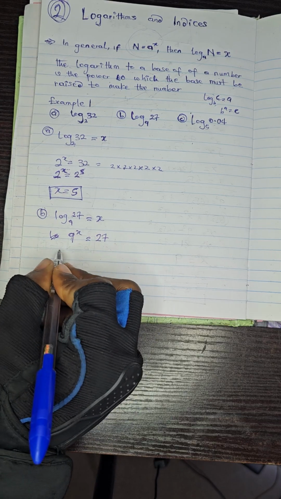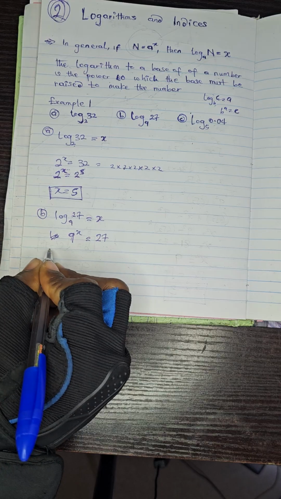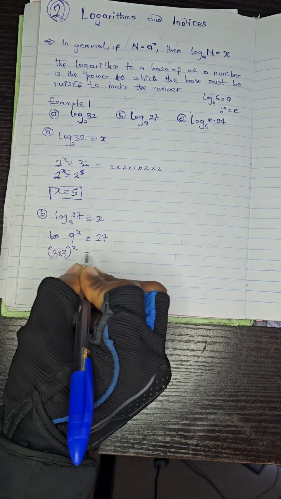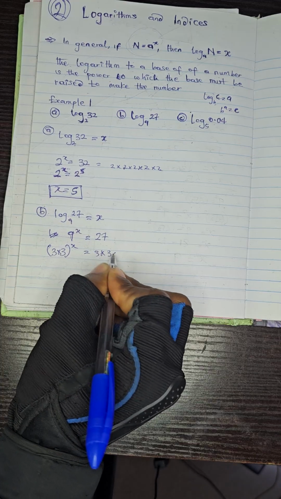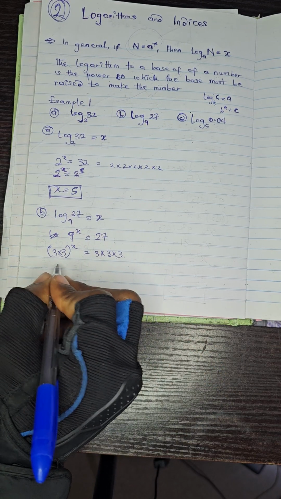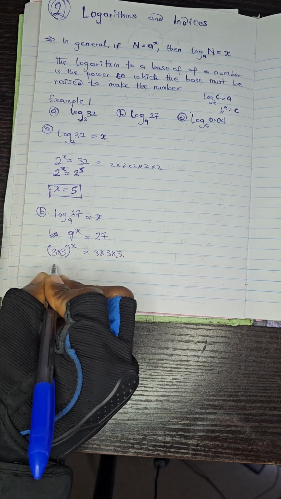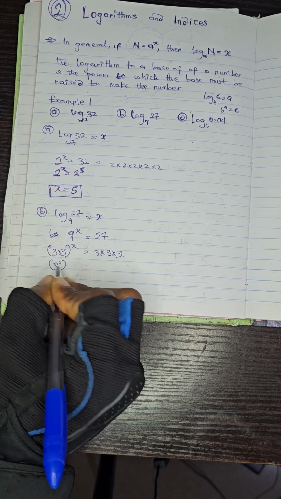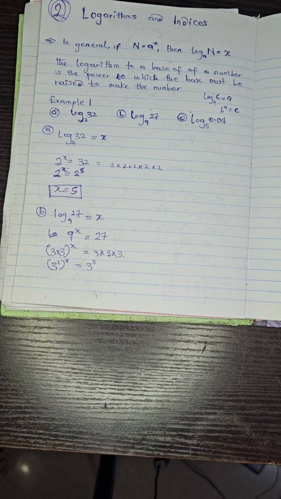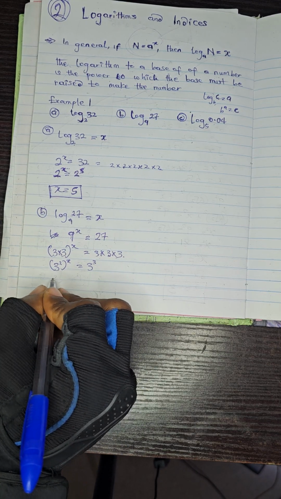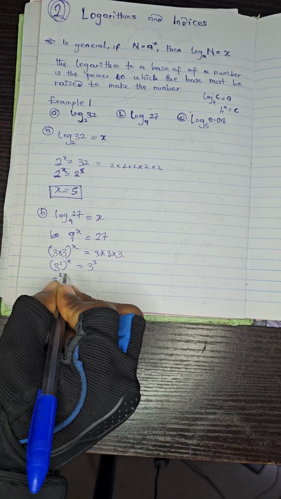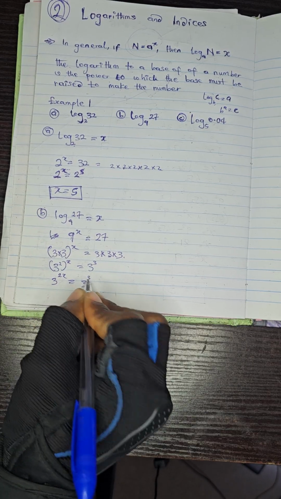3 times, so it will be, let me show full working. It will be something like 3 times 3 all raised to power x. And here we also have 3 times 3 times 3. 3 times 3, 9. 9 times 3, 27. So 3 times 3 is 3 raised to power 2. 3 raised to power 2 all raised to power x is the same thing as 3 raised to power 3. The next thing is 3 raised to power 2x is the same thing as 3 raised to power 3.